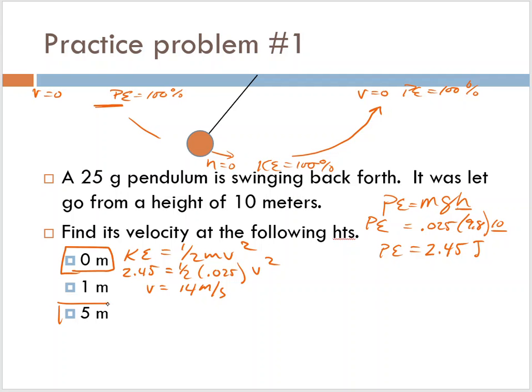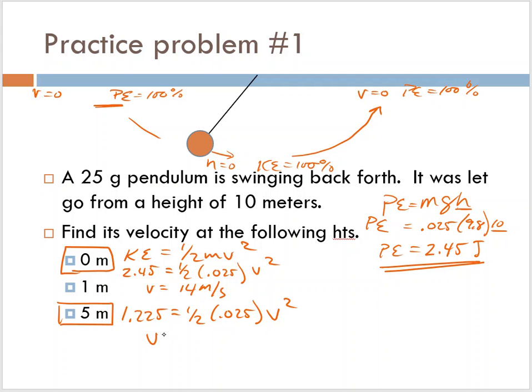The next easiest one here, I think, is this 5 meter mark. Well, that's halfway down. So that means half of this potential energy is going to have converted or transferred into kinetic energy. So half of 2.45 would be 1.225. So again, I can use this same kinetic energy equation, and 1.225. Now again, you could be pausing it and trying to do this on your own. 1/2, the mass is 0.025, v squared.